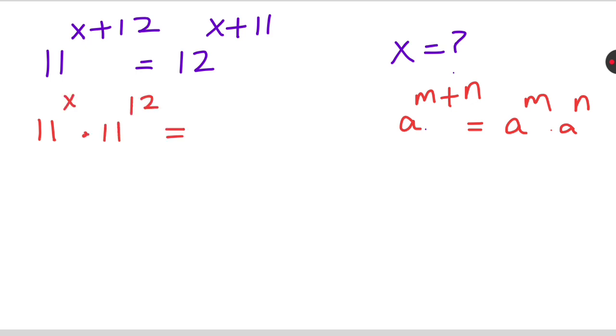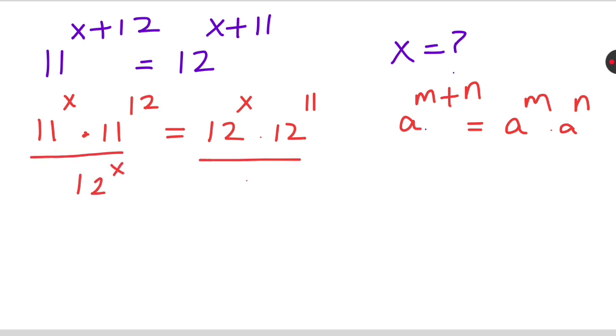Similarly, the right hand side is also in the form of a raised to the power of m plus n. We can write this as 12 raised to the power of x times 12 raised to the power of 11. If we divide both sides by 12 raised to the power of x, the 12 raised to the power of x on the right gets cancelled, so we are left with only this part.